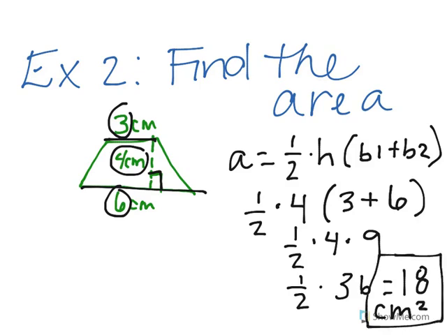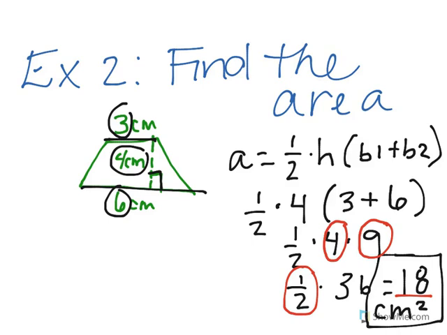So again, all I have to do to find the area of a trapezoid is first add my two bases. I did 6 plus 3 to make 9. And then I multiplied 9 by its height, which is 4. So 9 times 4 is 36. And then I took 36 and chopped it in half to get my final answer of 18. So you're going to add the two bases, times it by the height, and then chop it in half. And that's how you'll find the area of a trapezoid.